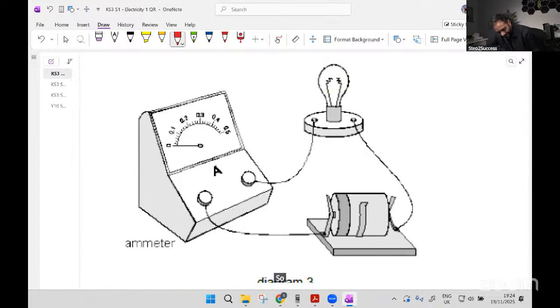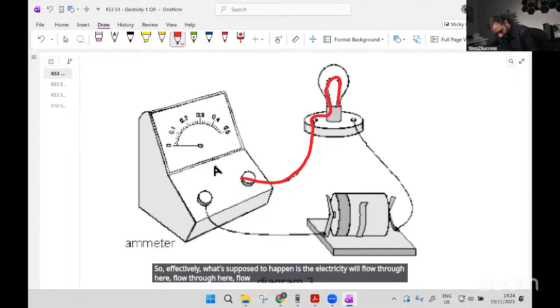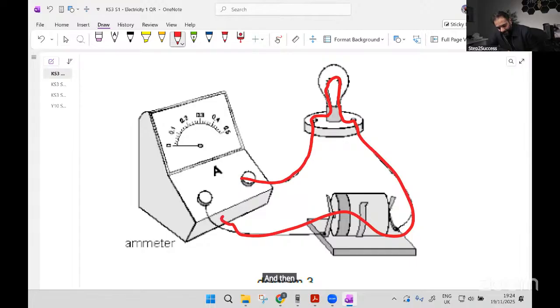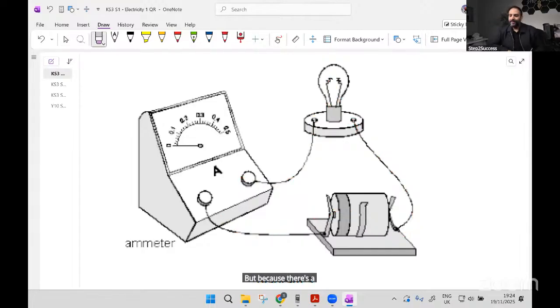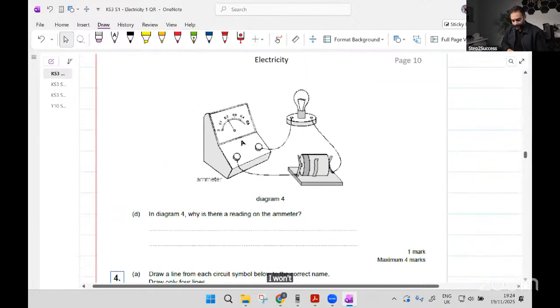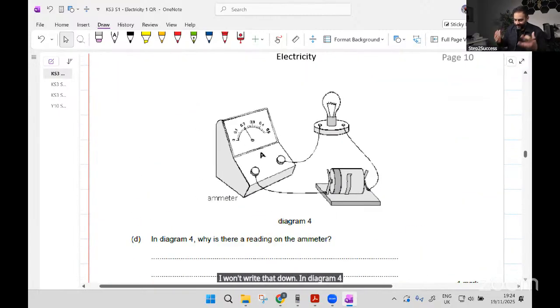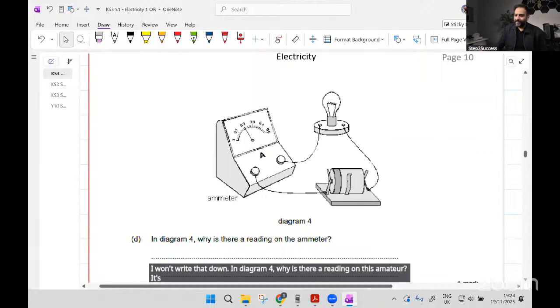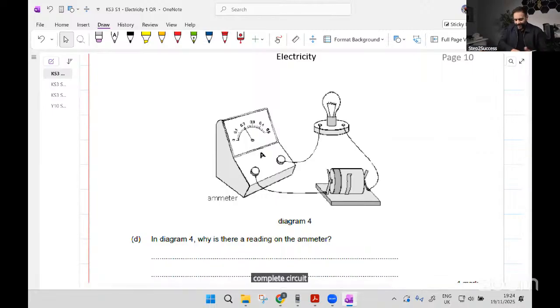So effectively, what's supposed to happen is the electricity will flow through here, flow through here, flow through here, and then come back here. That's essentially what happens. But because this is a broken bulb, that's why it doesn't work. I won't write that down. In diagram 4, why is there a reading on this ammeter? It's because we have a complete circuit, or the circuit is connected correctly, is what I would say.